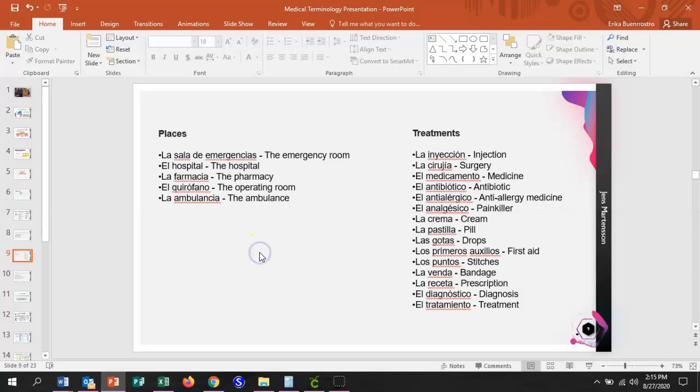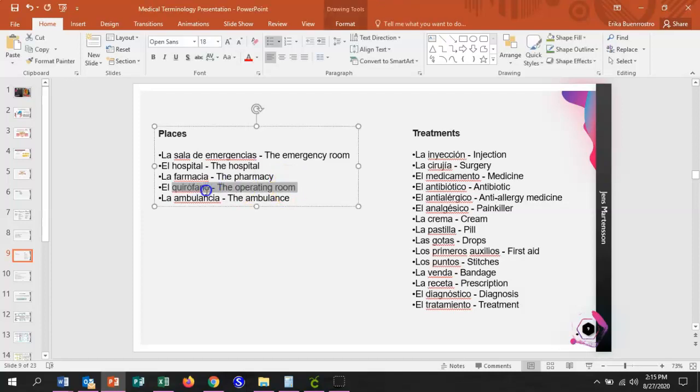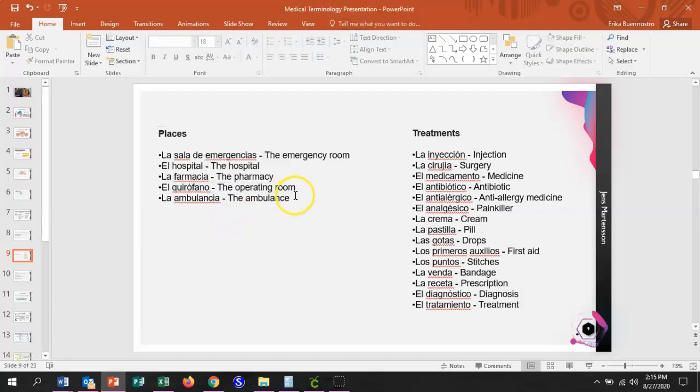So let's talk about places such as the emergency room. Es la sala de emergencias is the emergency room. La sala de emergencias. The hospital would be hospital, el hospital. The pharmacy is going to be feminine, and it's la farmacia. The operating room is el quirófano. The ambulance is la ambulancia.